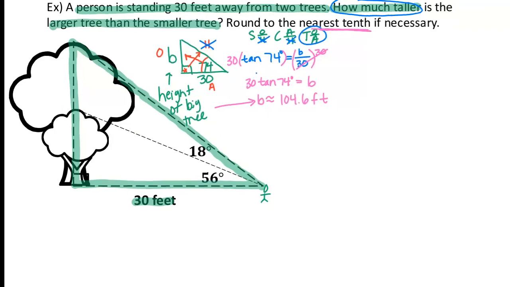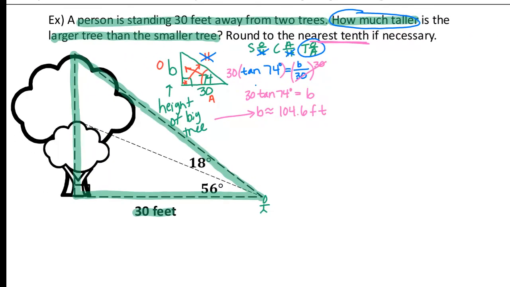Alright, now I'm basically going to do the same thing for the smaller tree. So now I'm going to look at the smaller tree. If you look at the smaller tree, it has this height here. And then has this hypotenuse. And this side over here. So you guys see the blue triangle? Now I'm going to redraw the blue triangle on the side.